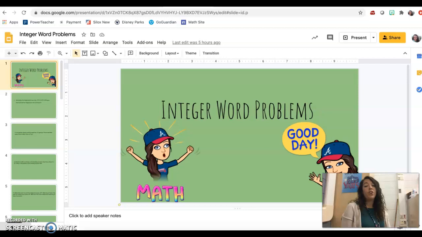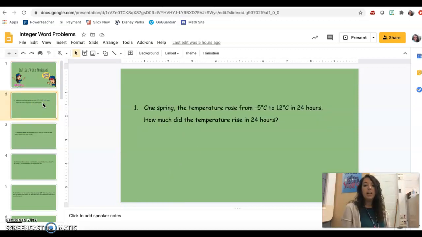I wanted to go over your integer word problems that you're going to be completing today during class. You're going to get a slide presentation that you're going to be able to type in, and there's going to be 20 word problems on there. Now, all of these have to do with adding and subtracting integers, and they're all going to be whole numbers.